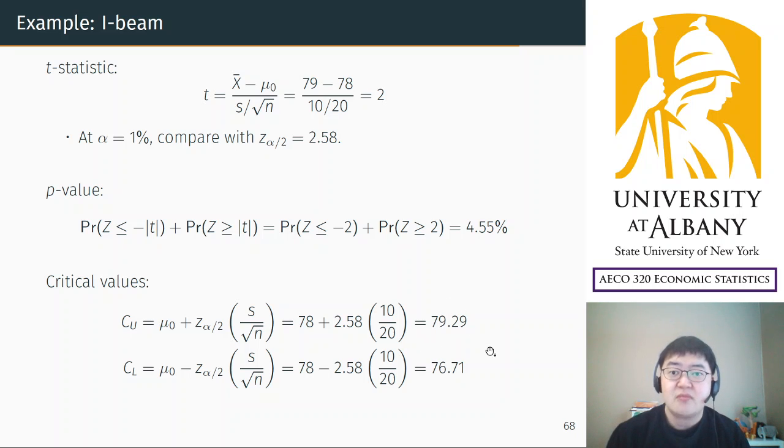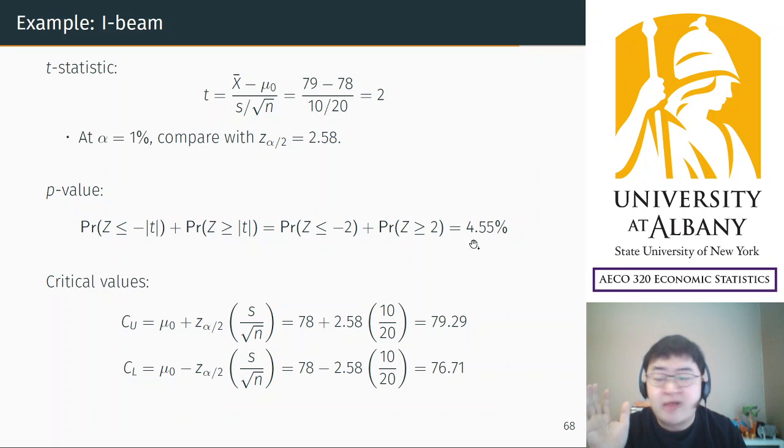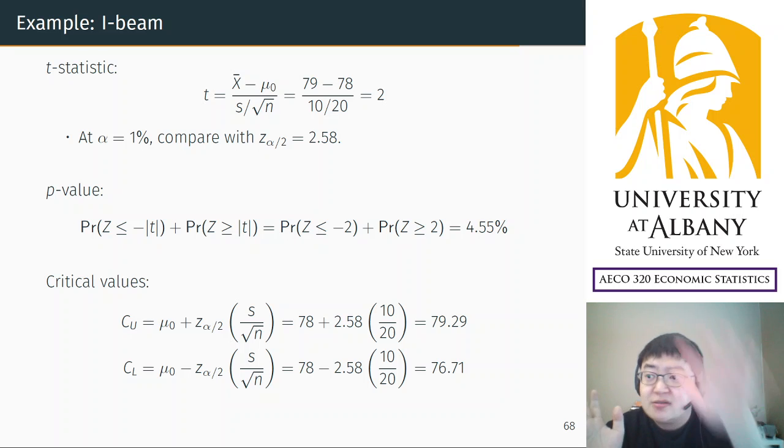So what you see here is at 1%, the t-statistic is within plus minus 2.58. So the t-statistic lies between plus minus z values, so it is not rejected. The p-value is greater than 1%, so it is not rejected. Critical values contain the observed sample mean, so it is not rejected. So in all the methods, you do not reject the null hypothesis, right?